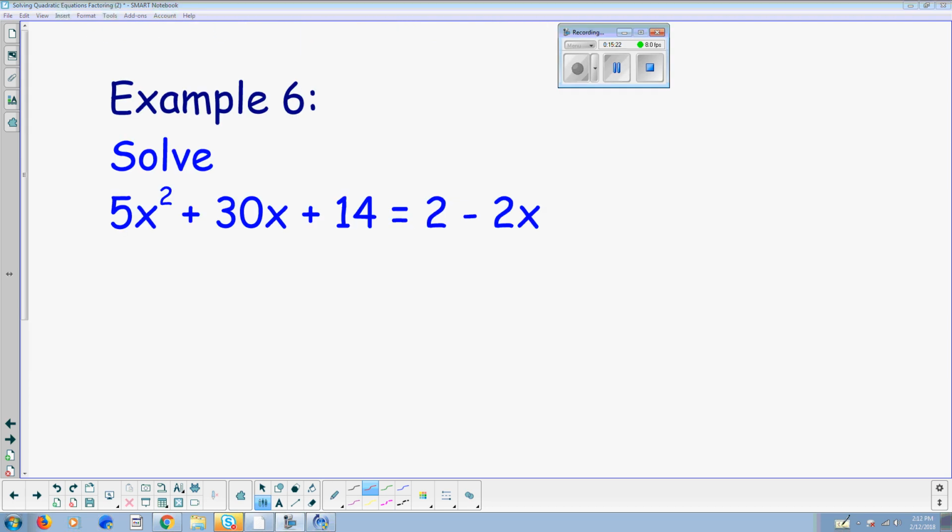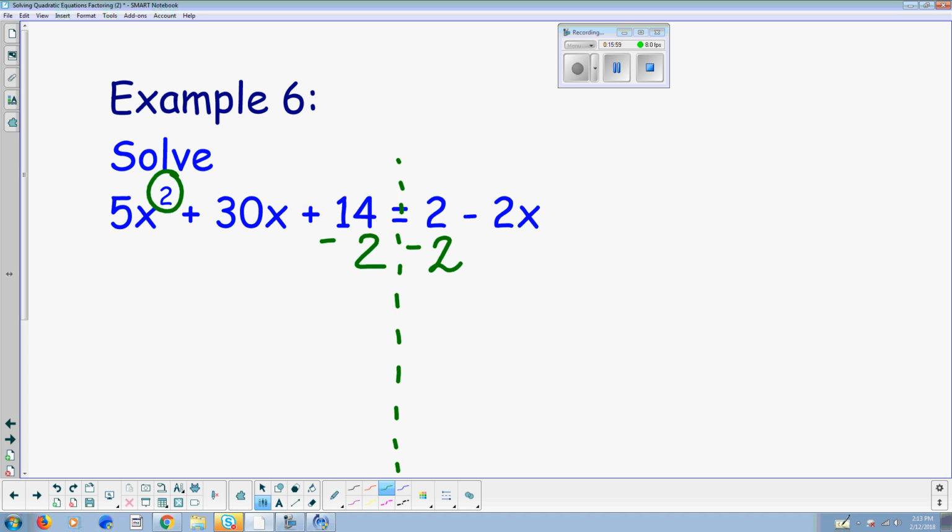So here's example 6. The directions are just to solve. I know that this is a quadratic equation because the highest exponent in this equation is the second power. So that's my clue that this is quadratic. And we're going to attempt to solve this by factoring. So to begin, we want there to be a 0 on one side of the equal sign. So I want to cancel out this positive 2 with its additive inverse, negative 2. And what I do to one side of an equation, I will do to the other. So I'm going to subtract 2 on both sides.